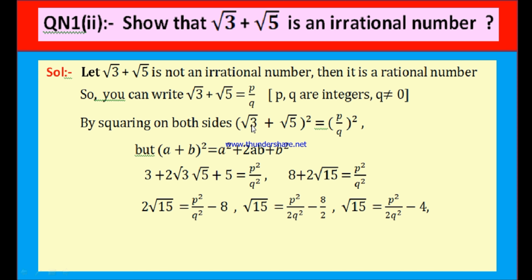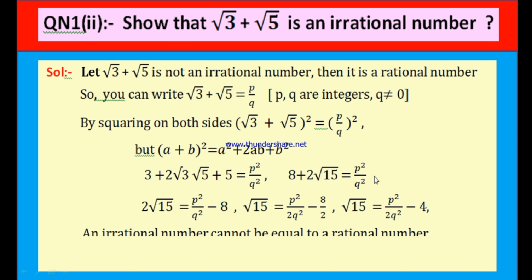That is, a square, meaning root 3 whole square, is 3, plus 2ab, 2 into root 3 into root 5, plus b square, meaning root 5 whole square, is 5, is equal to (p by q) whole square. Ready? 1, 2, 3. (P by q) whole square is p square by q square. Now 3 plus 5 is 8, plus 2 root 3 into 5 is 15, is equal to p square by q square. Take this 8 to the other side, then 2 root 15 is equal to p square by q square minus 8.